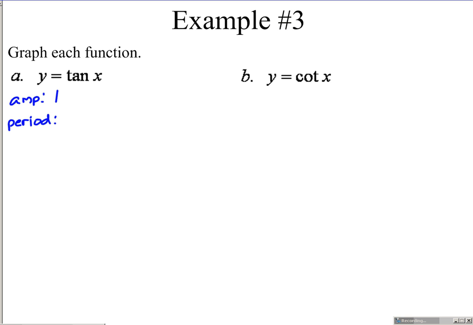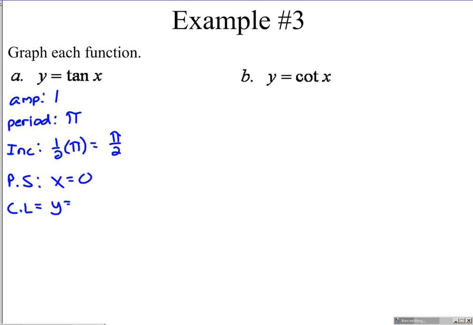So our period is going to now be pi over the lead coefficient, so pi over 1, which is just pi. Our increment then, instead of being 1/4 of the period, is going to be 1/2 of the period. So pi over 2. Phase shift, we're starting at 0. Center line is also at 0. So now when we go to graph this, our critical points are at pi over 2, pi, 3 pi over 2, 2 pi.